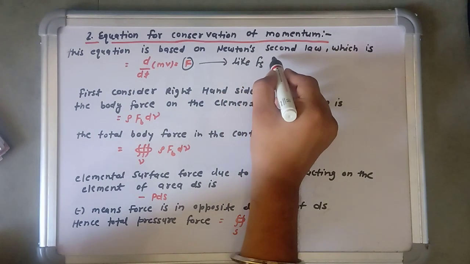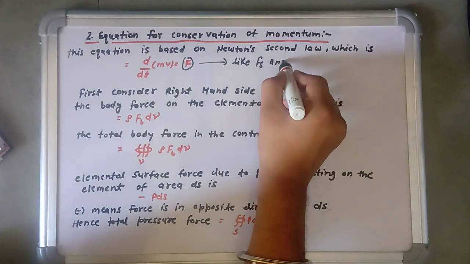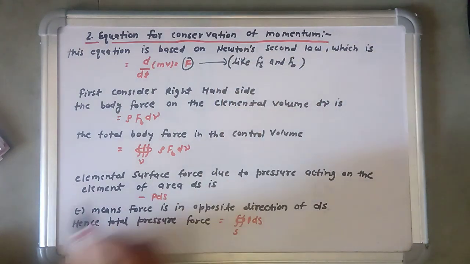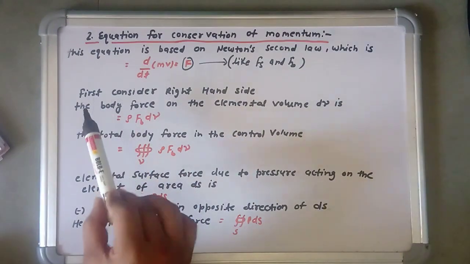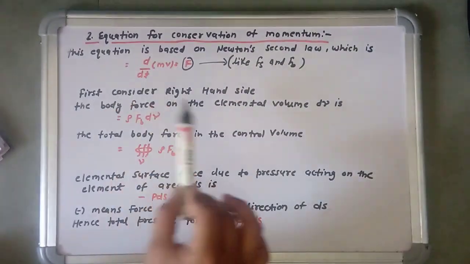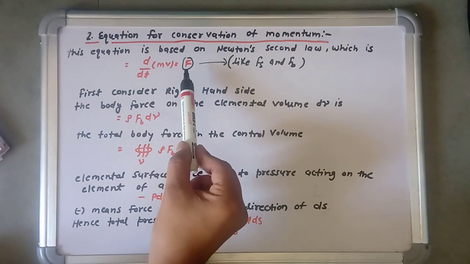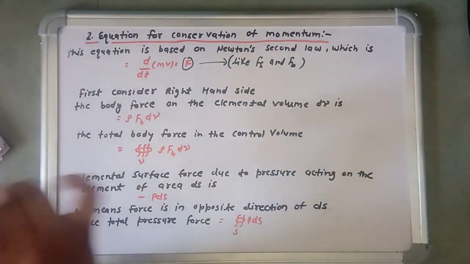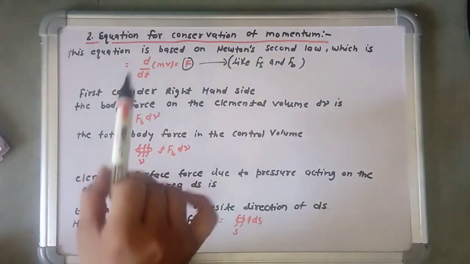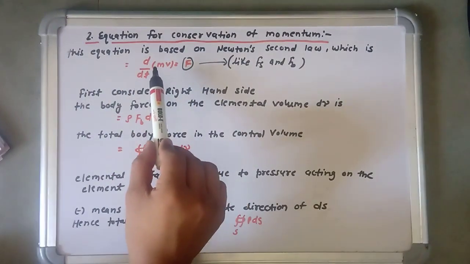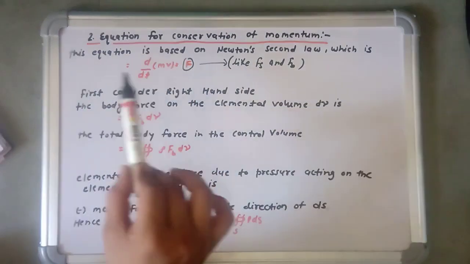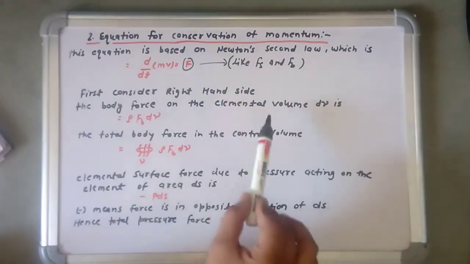Surface force or body force. Okay, and we have to find out the right hand side, which is all the forces acting on that fluid domain, and the value of the left hand side term. So first of all, consider the right hand side term.